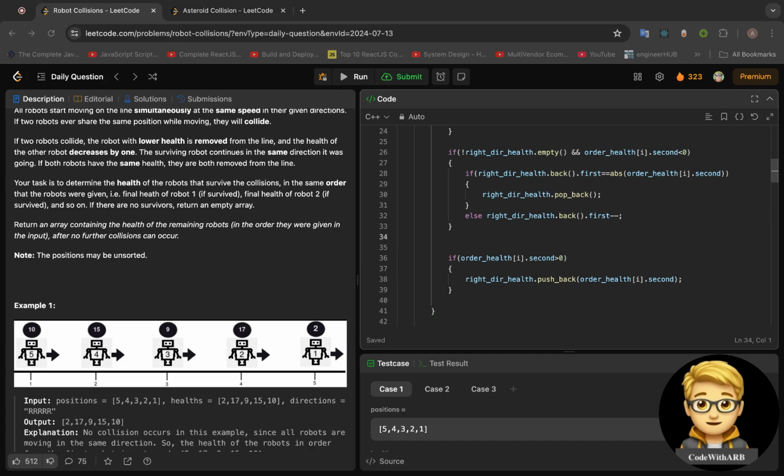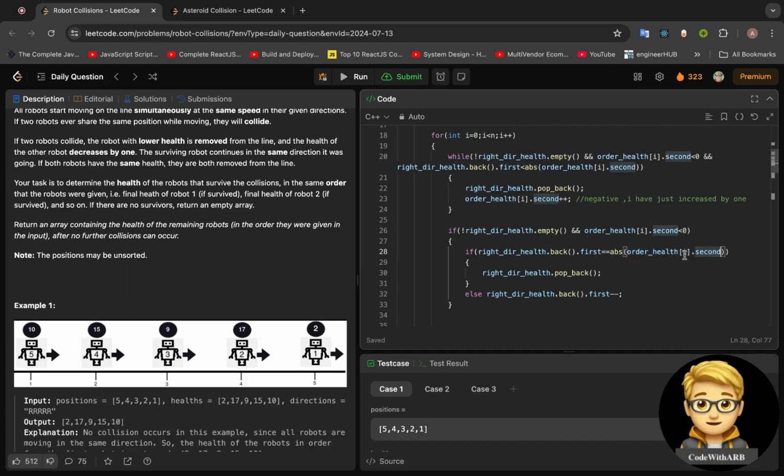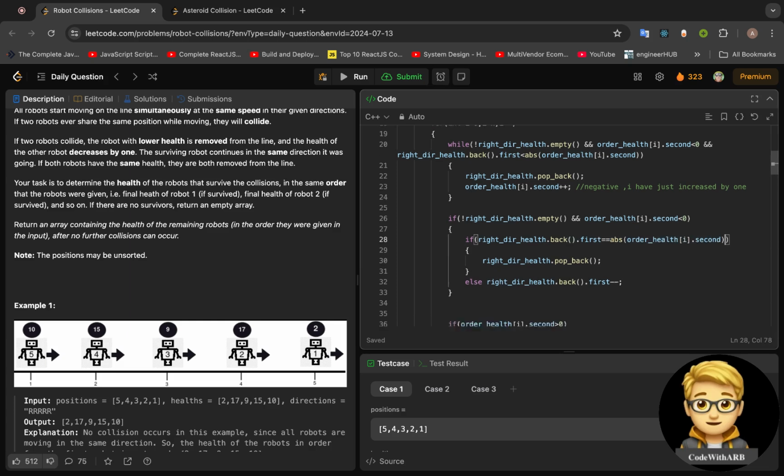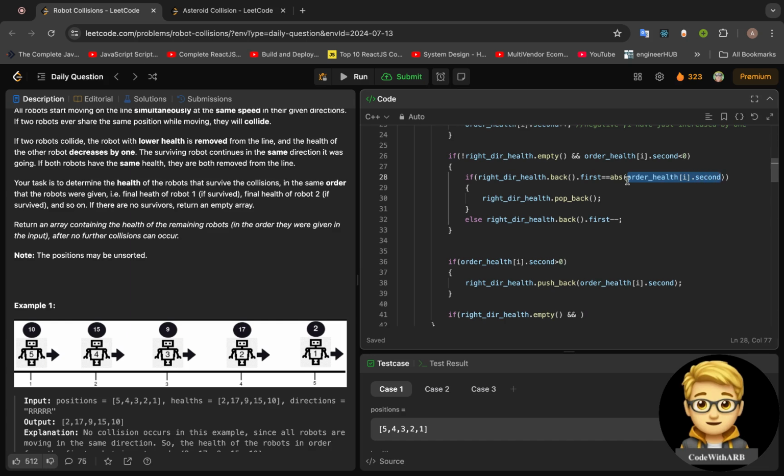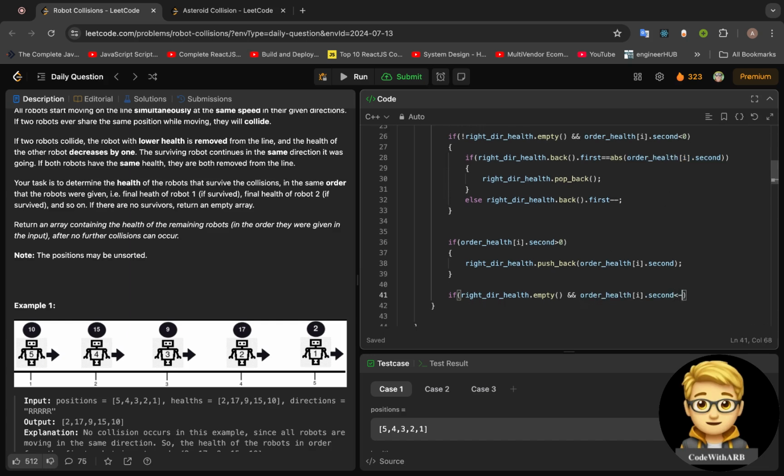At last there is a possibility that this order health value is still remaining, and we don't have any right directional value. So if this robot is moving in the left direction, I need to check further if we still have left values remaining. If the right direction health is empty and we are still left with left moving robots, I need to insert them in my answer, because a robot moving left will never collide again. So I need to store that in my answer.